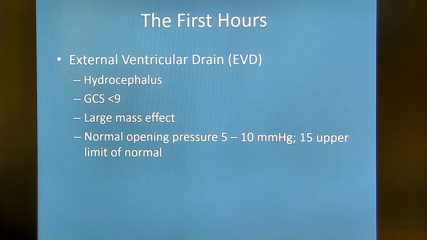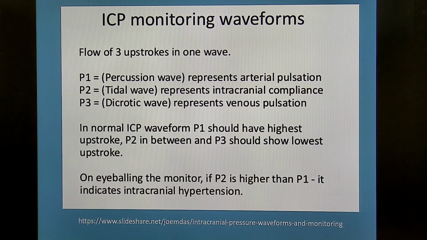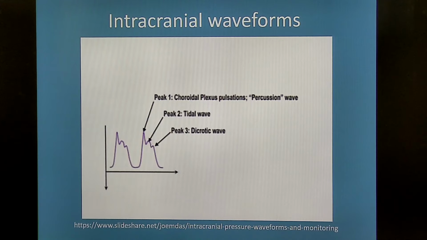You may see the use of an external ventricular drain in patients with an intracerebral hemorrhage. This is to deal with hydrocephalus and typically goes in when you see these other parameters. There are characteristic ICP monitoring waveforms, as described here, P1, P2, and P3. And here's a sampling, again, of the different waveforms as seen when an EVD is placed, what you'll see on the bedside monitor.